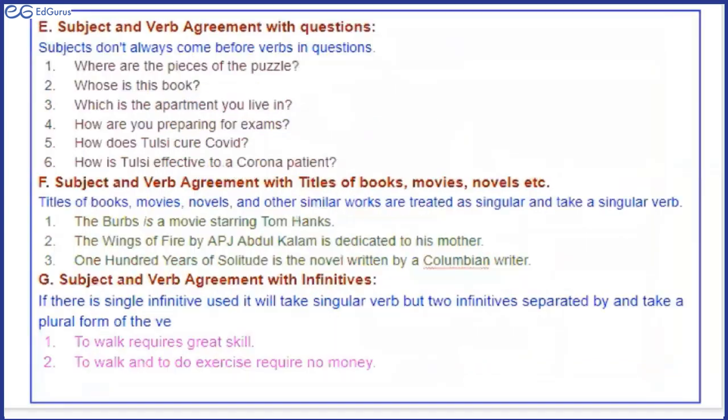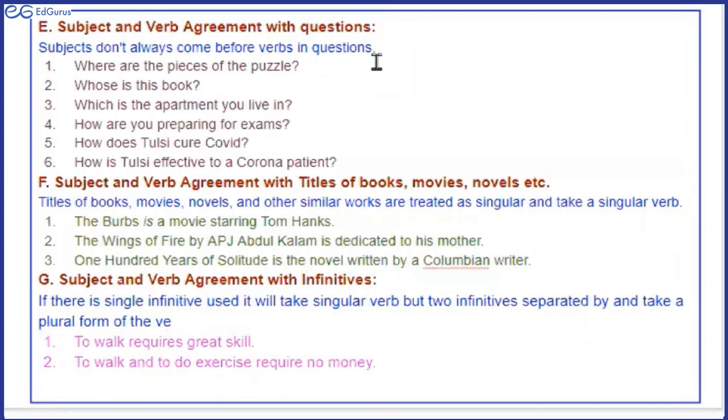Now the next is subject and verb agreement with questions, or with interrogative sentences, right? Interrogative sentences are the question sentences. Subjects don't always come before verbs in questions. When we write a sentence, the subject comes first and then comes the verb, right? For example, the team wins the game. The team is the subject and wins is the verb, right?